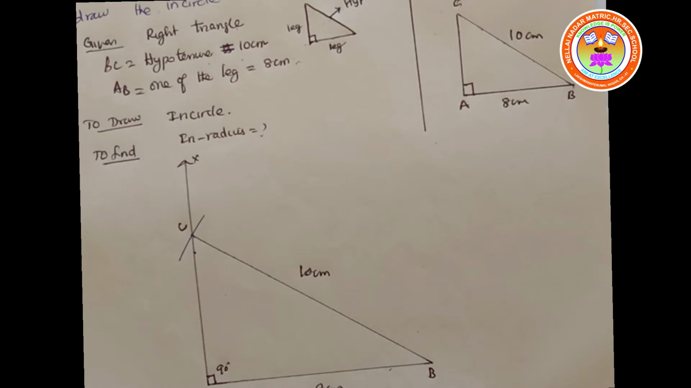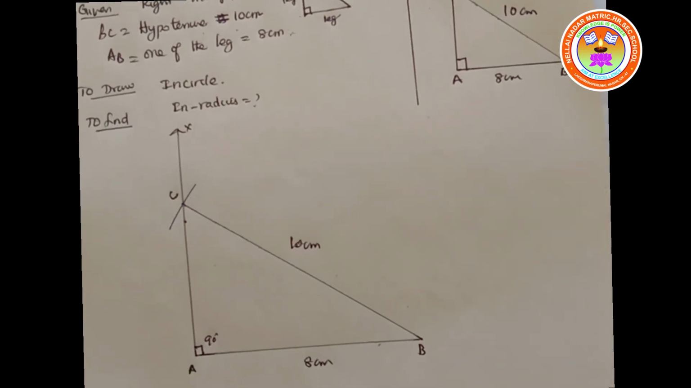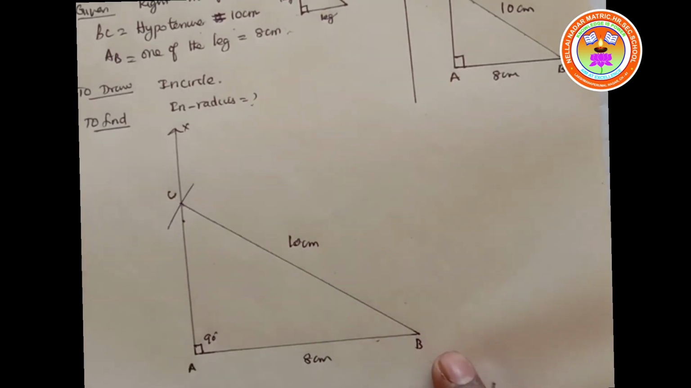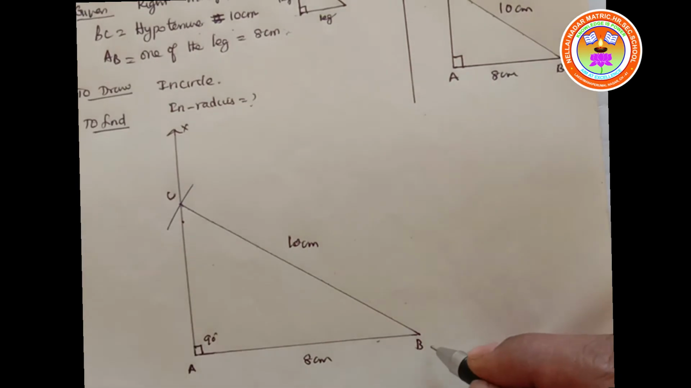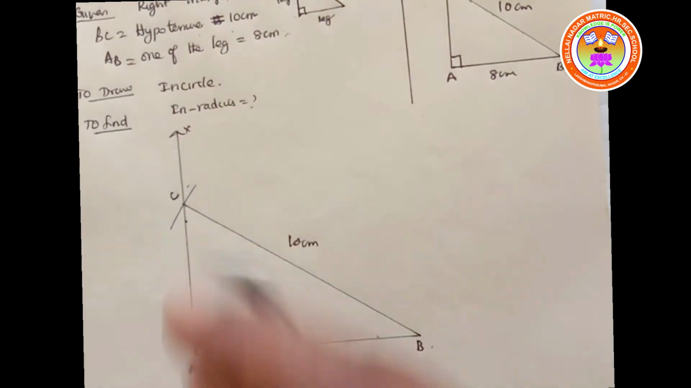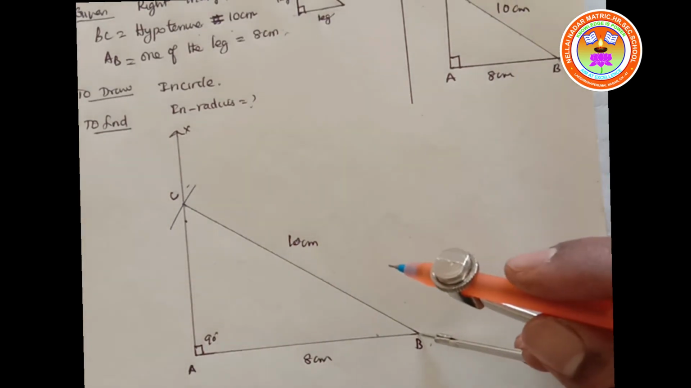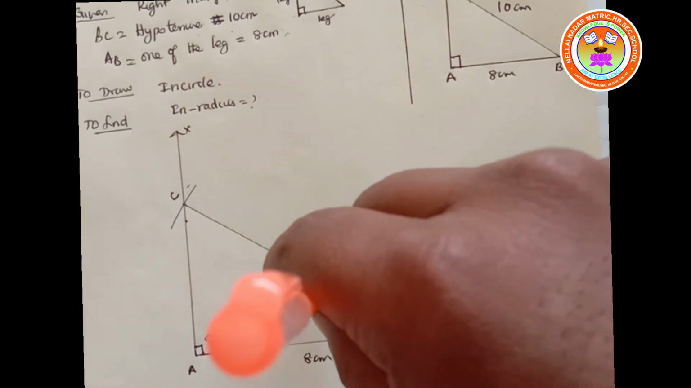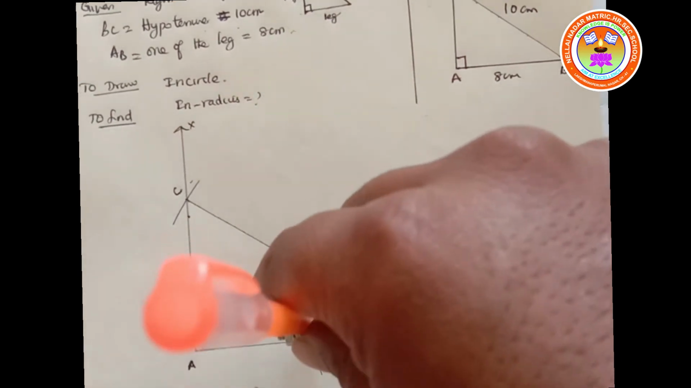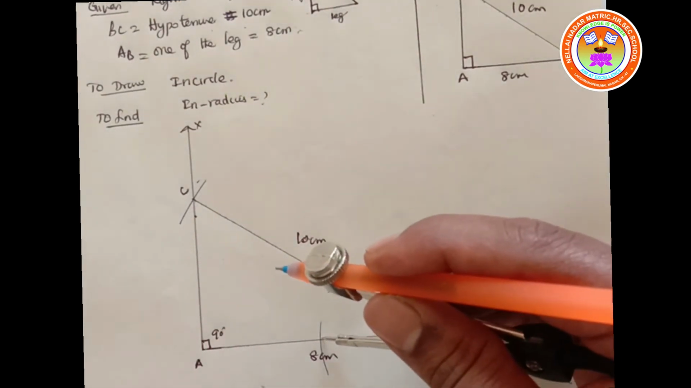Now construct the angle bisector of any two angles. So you are going to construct an angle bisector. There are three vertices there, A, B, C. You are going to take two. One is from B, another is from C. It's clear, children? Take compass, take any radius, cut an arc.